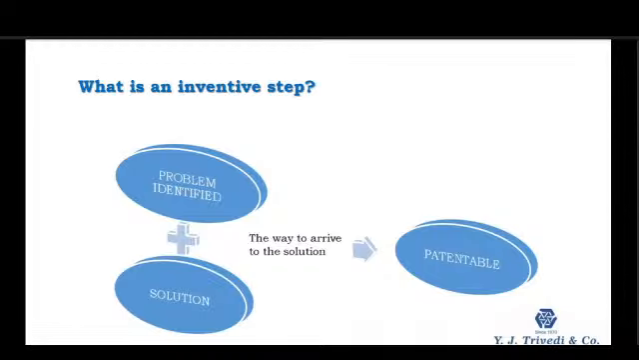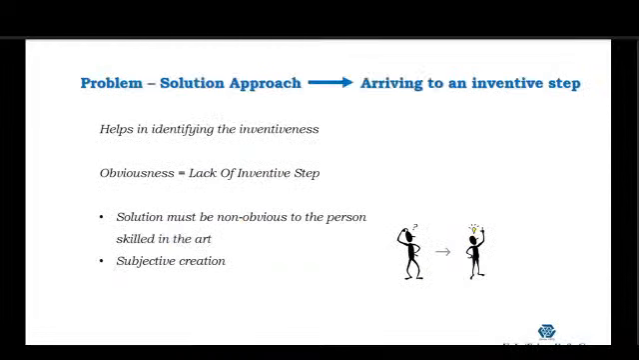So the problem you have identified, you have developed a solution. The way to arrive to the solution is patentable. So congratulations, you have got a patent if you have covered all these hurdles. So problem solution approach to arrive at an inventive step. Solution must be non-obvious to the person skilled in the art.